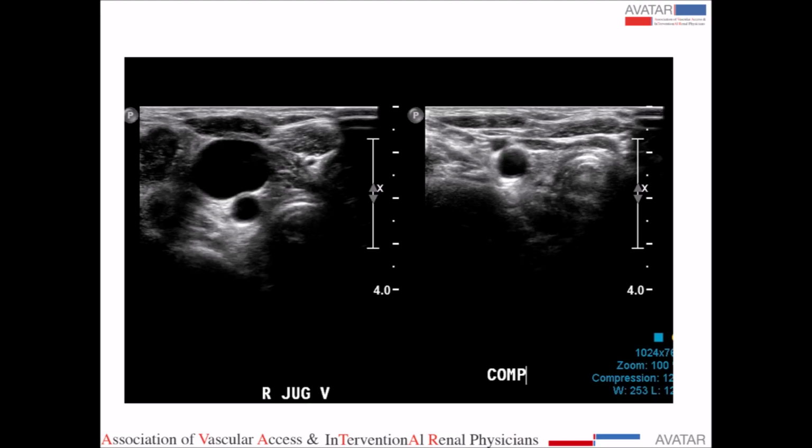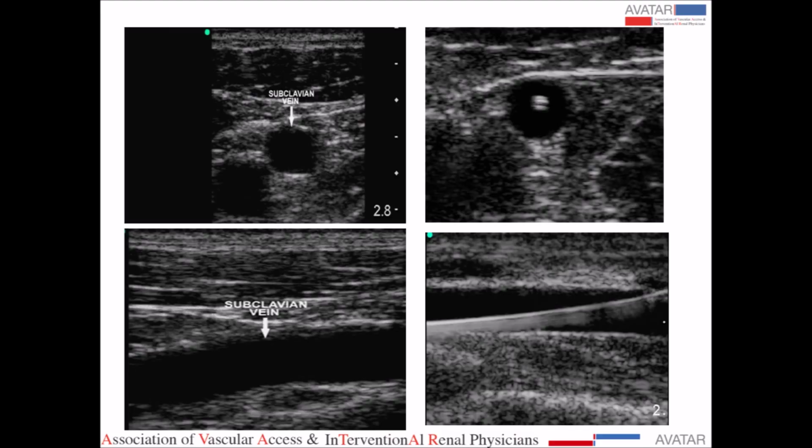There is a vein in relation to the artery, and this vein is usually compressible. That shows that you are actually dealing with the vein, and that your vein is patent, not thrombosed or occluded. If it is thrombosed or occluded, it will not be compressible. So compression confirms the patency. If the vein is collapsible, then it confirms the patency.